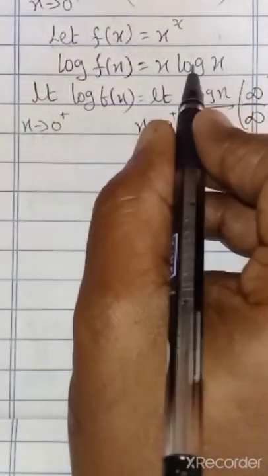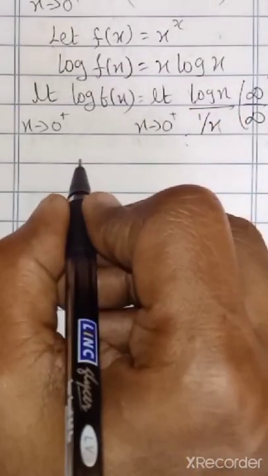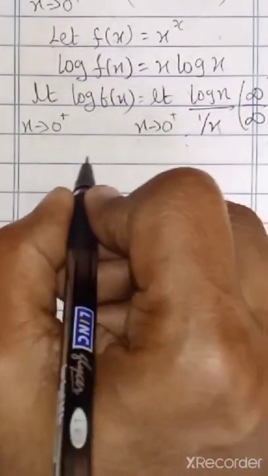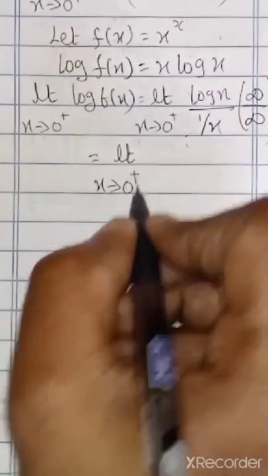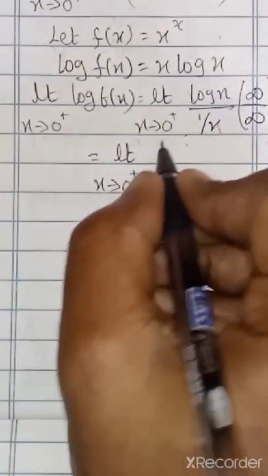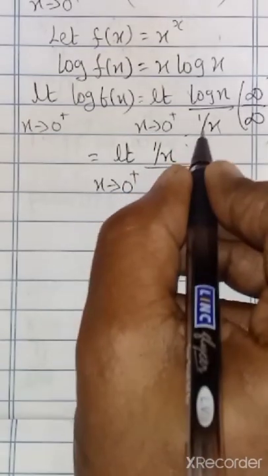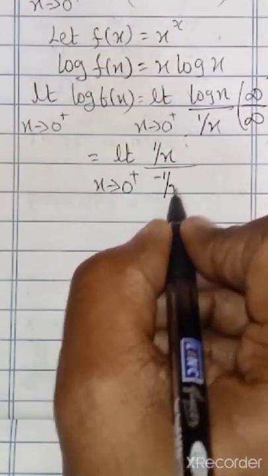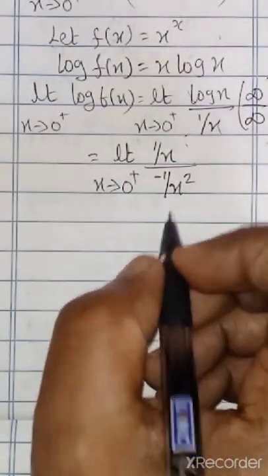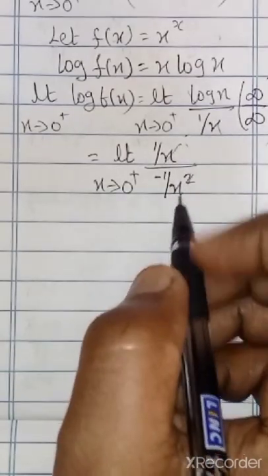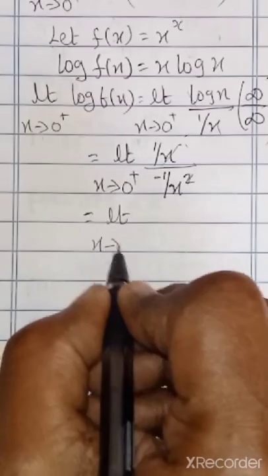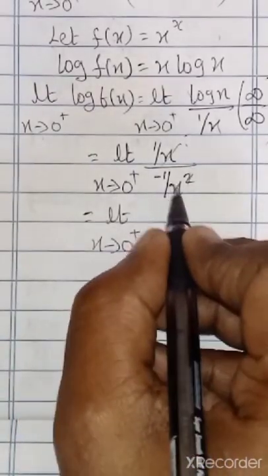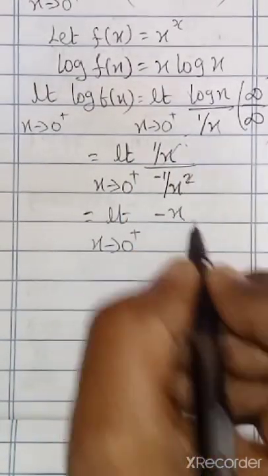Okay, so what we are doing is, again we are taking this function, that is we are applying L'Hopital rule. So after applying L'Hopital rule, what will you get? Limit x tends to 0 plus, log x differentiate gives 1 by x, 1 by x differentiate gives minus 1 by x square. One x power will get cancelled. So what will be remaining? Limit x tends to 0 plus, minus x.